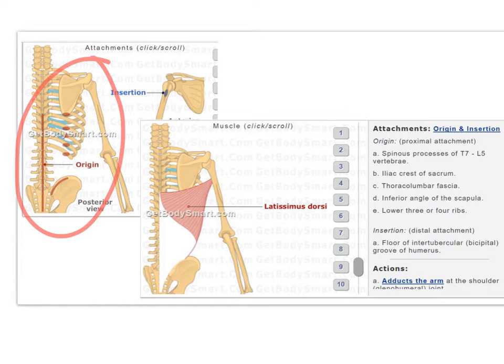Let's see what I have in my notes that you need to know for the origin. For the origin on latissimus dorsi, here's what you need to put. Vertebrae, and you don't have to write which ones, but it will be the lower thoracic and the lumbar vertebrae. The iliac crest.